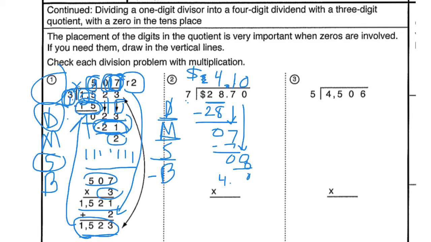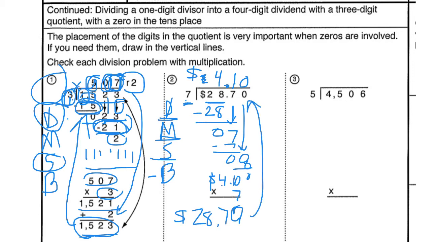Now we're going to do $4.10 right here. Go ahead and put that on your paper. And we're going to multiply that times the 7 right there. 0 times 7 is 0. 1 times 7 is 7. And 4 times 7 is 28. And then we fill in the decimal point and the dollar sign. And you can see that matches with that right there.